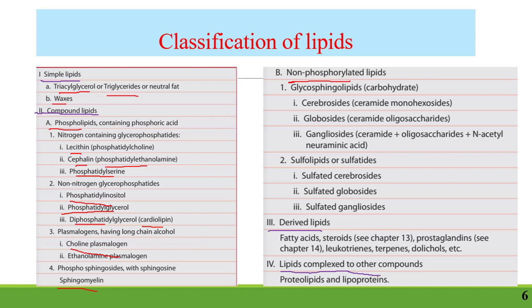Other types of complex lipid are non-phosphorylated lipids, which include cerebroside, globoside, ganglioside, and sulfated cerebroside, sulfated globoside, and sulfated ganglioside. And in derived lipid, we have fatty acid, steroid, prostaglandin, leukotriene, terpene, and glycol, etc. Lipids complexed to other compounds include proteolipids and lipoprotein. In the last classification, these types of lipid are in this group.